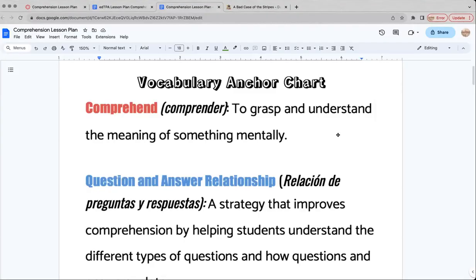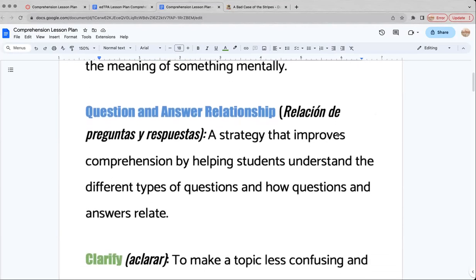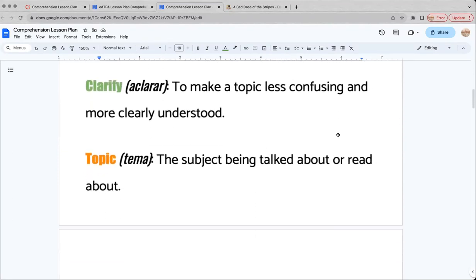All right, so the first term on our chart is comprehend. Can anyone tell me what it means to comprehend something? Yes, to grasp and understand the meaning of something mentally. Can anyone give me an example of something you can comprehend or a time that you've comprehended something? Awesome. So this would be the point where I would discuss each of the four vocabulary words like I did the first one.